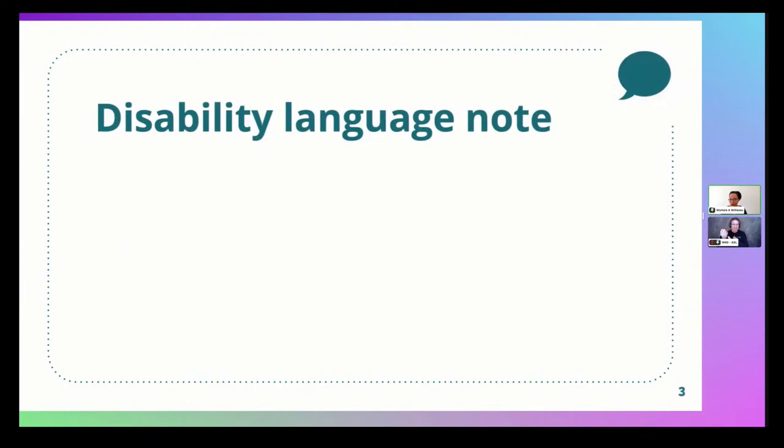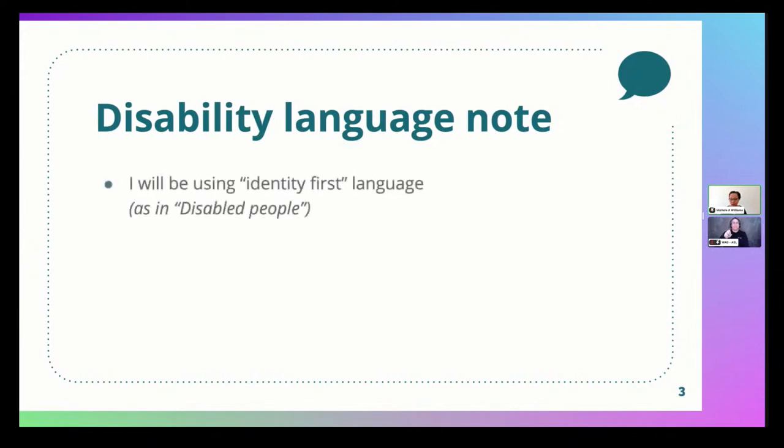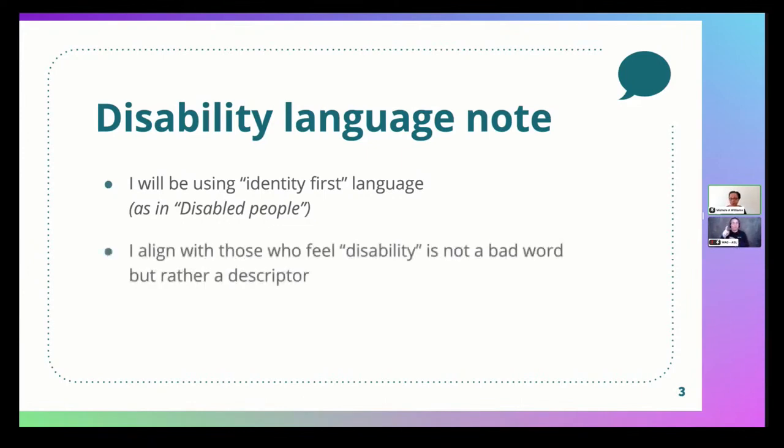Before I begin, I actually want to pause and talk about how I'll be talking about disability in this presentation. In particular, I'm going to be using what's known as identity first language, as in disabled people. And part of that is because of the way that we are going to be emphasizing disability in terms of UX research and accessibility, but also in general, I align with those that feel disability is not a bad word, not a word to be avoided, but rather a descriptor. I honor those who have other differing opinions, but again, for the purposes of this presentation, I just wanted you to know that we will be using that as the language for the presentation.